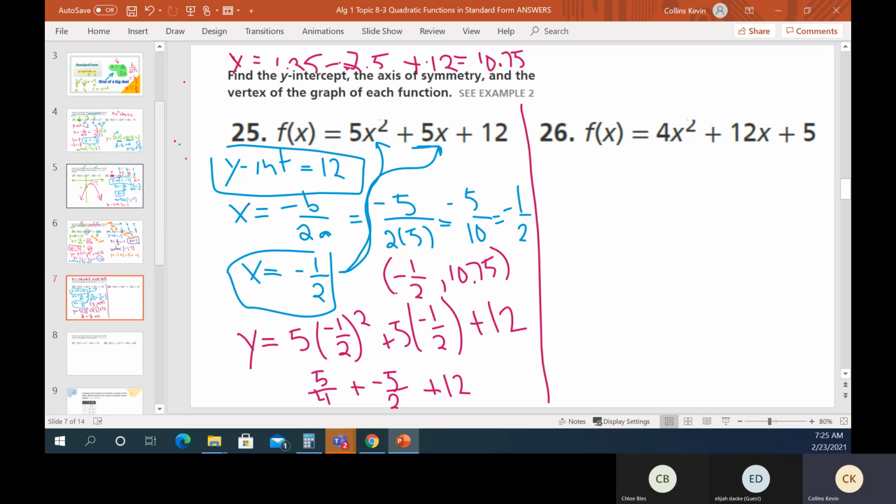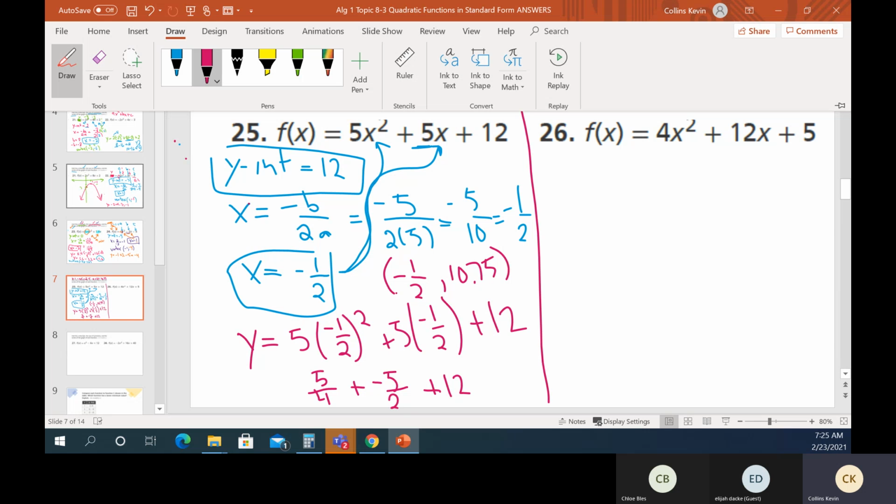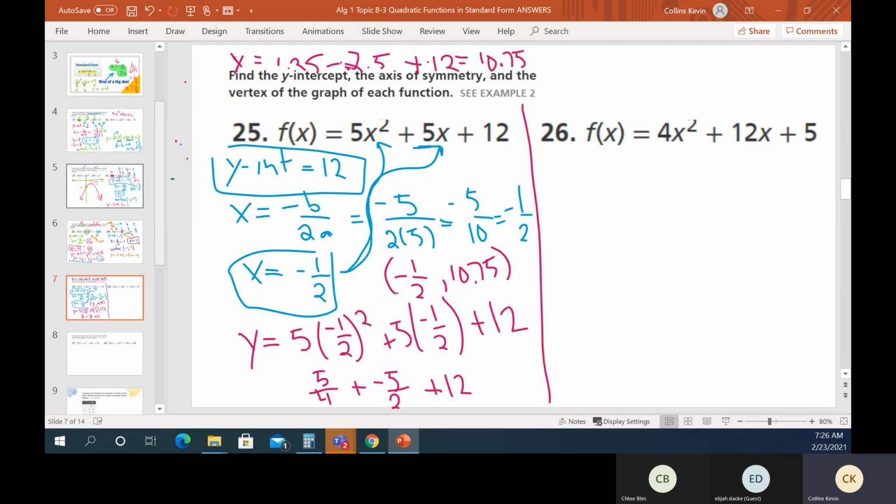So we'll start off with y-intercept. That's easy, right? Change colors here. So our y-intercept on this guy, again, is just the regular number. The regular number here is just 5, right? Okay, good.